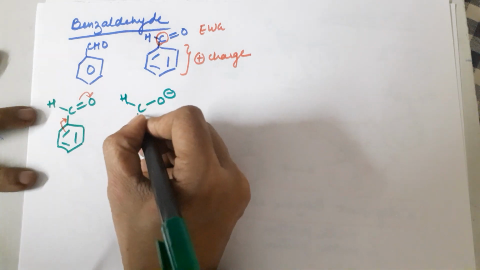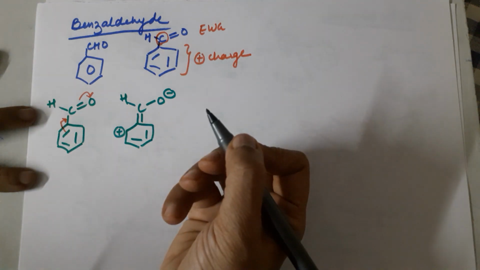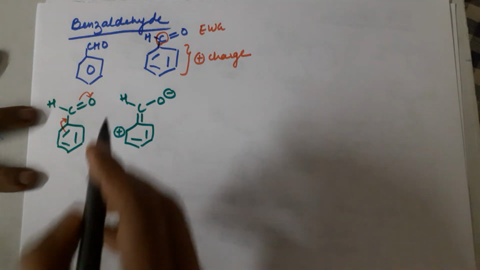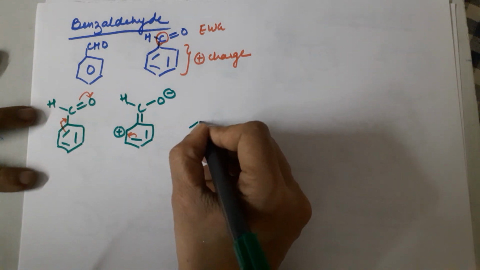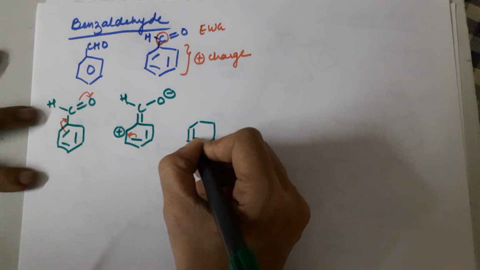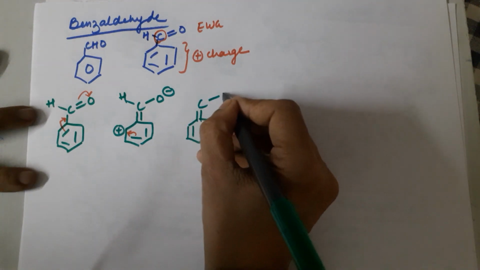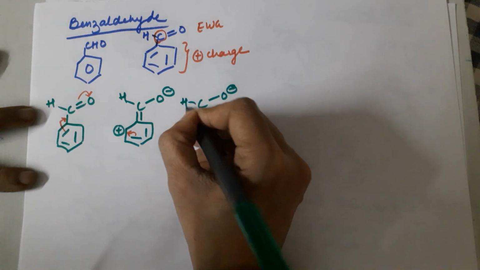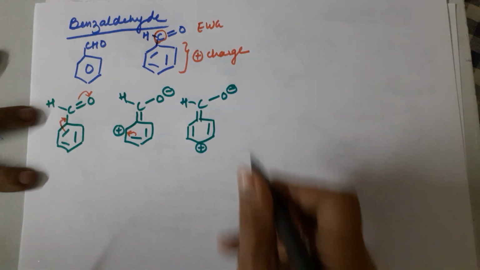No change here. Here you get a double bond character, and this carbon has lost electrons, so this gets a positive charge. Now this pulls the electron cloud towards itself. So your next resonating structure would be like this, a double bond here, carbon O negative and an H. Plus, this particular carbon now develops a positive charge.